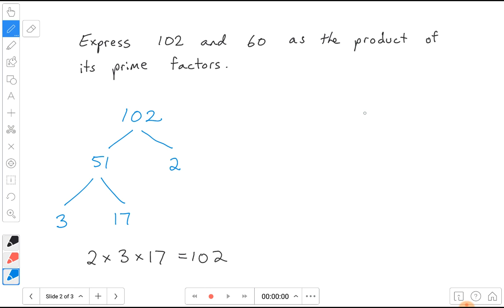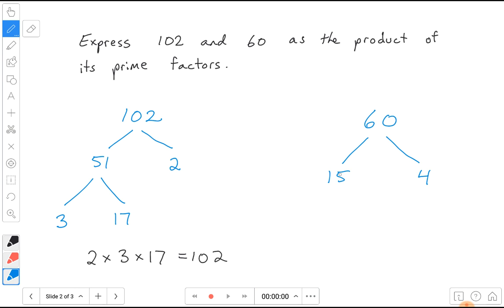Let's look at 60. So there are different ways. You'll have different trees, but they'll reduce to give you the same number. 60, for instance, we could choose to divide that by 10 and 6, or we could write 4 and 15, or we could do 2 and 30. So you can start them in different ways, but they will all reduce down to give you the same product of prime factors. So let's just pick 15 and 4.